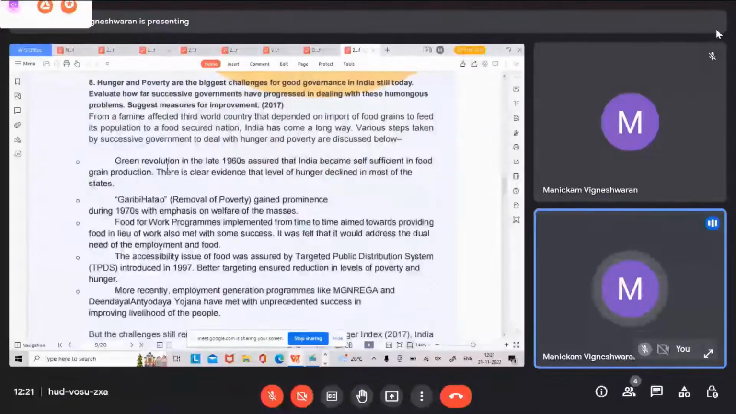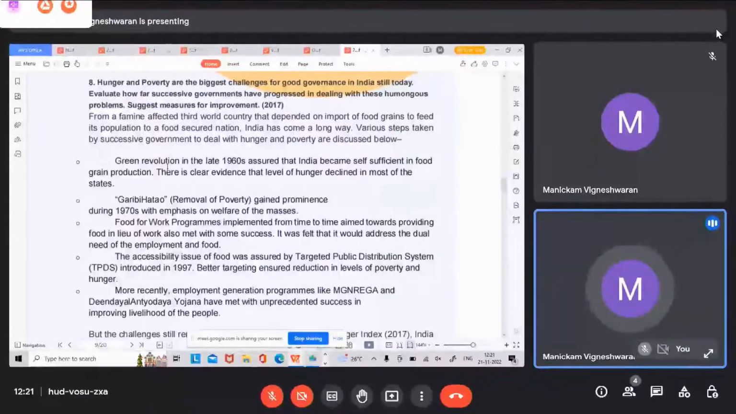Question number 8. Hunger and poverty are the biggest challenges for good governance in India still today. Evaluate how far successive governments have progressed in dealing with these problems, and suggest measures for improvement. From a famine-affected third world country that depended on import of food grains to feed its population to a food secured nation, India has come a long way. Various steps have been taken by successive governments to deal with hunger and poverty, discussed below.